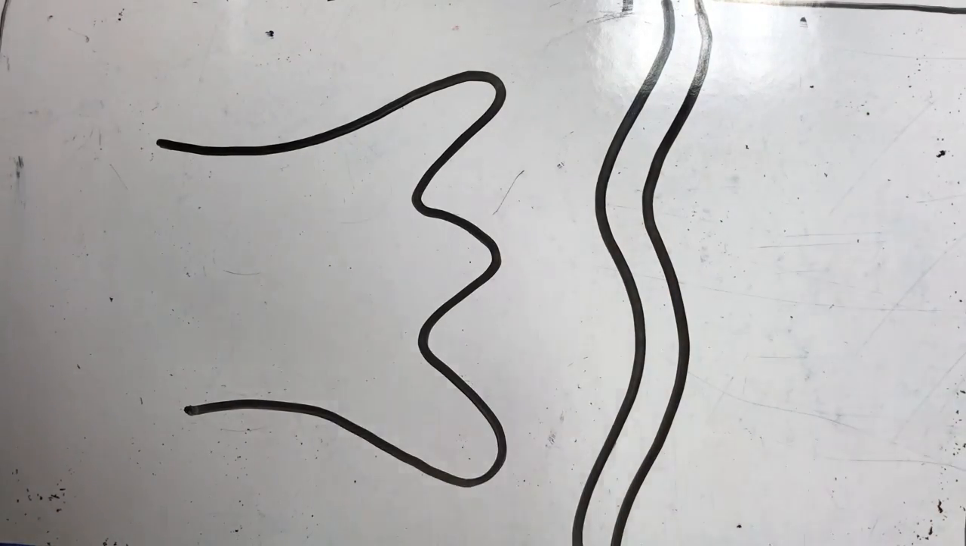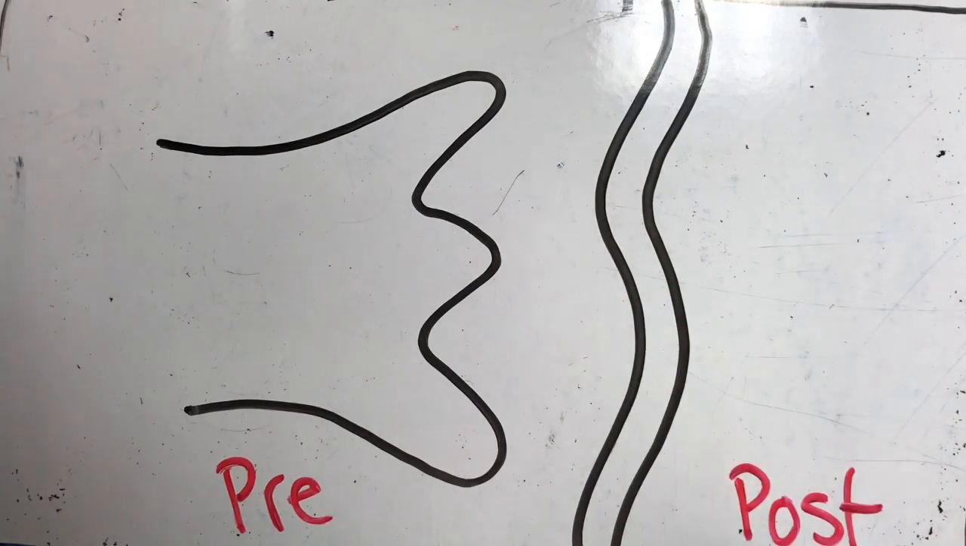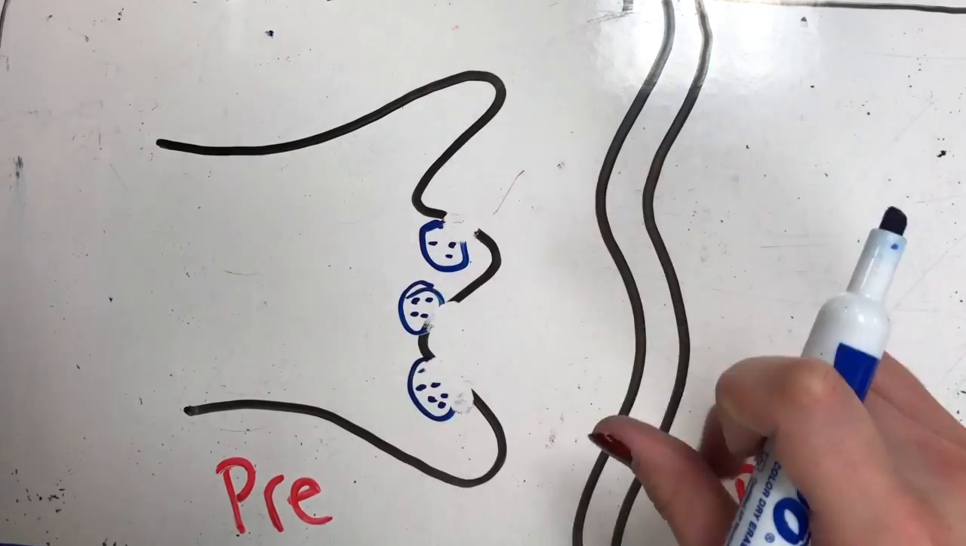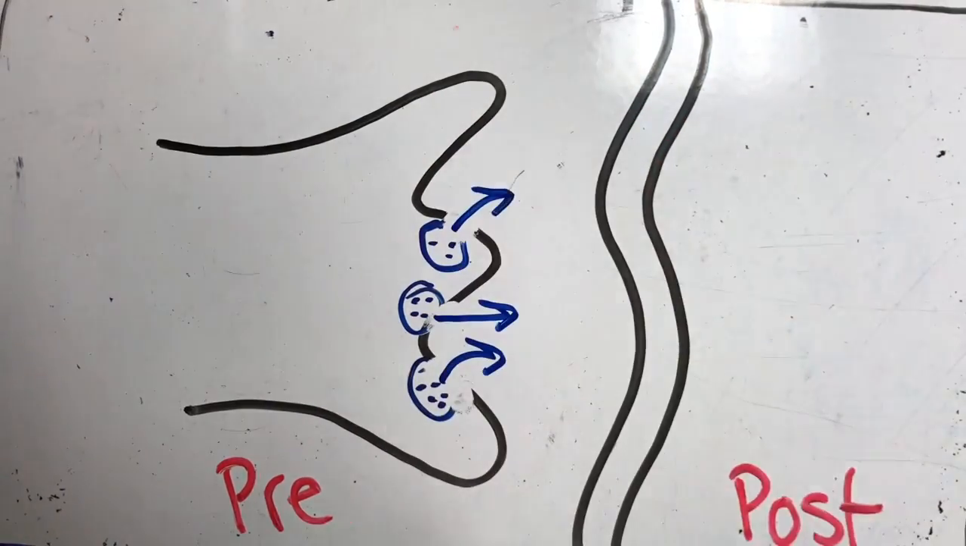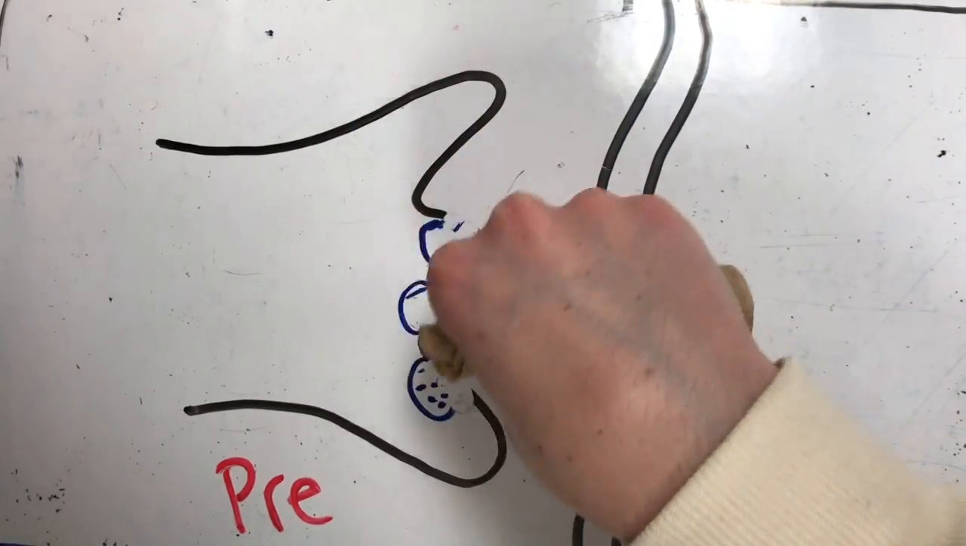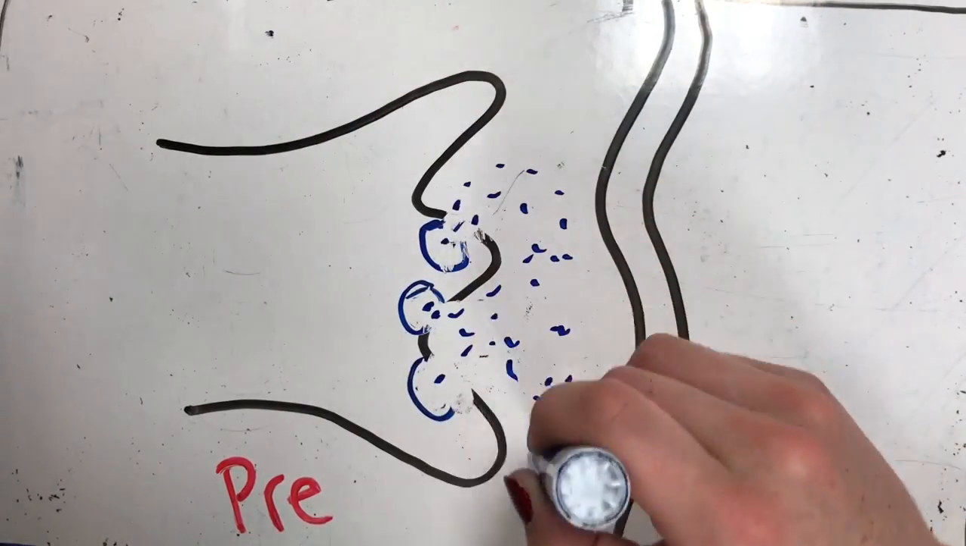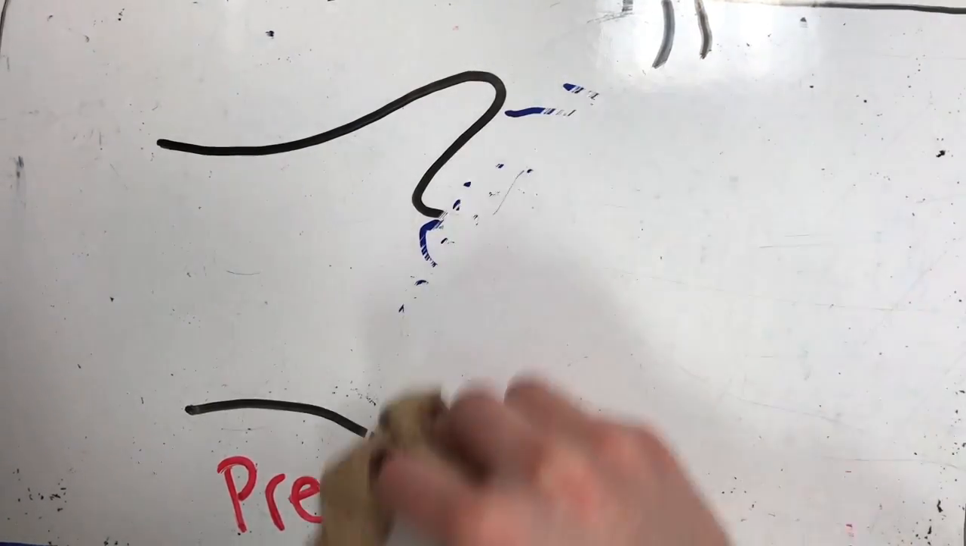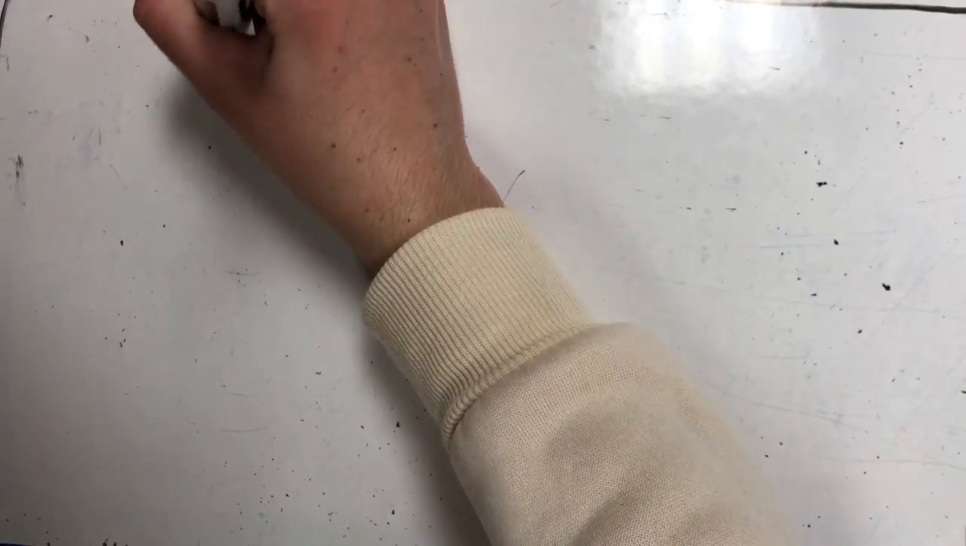During this process called depolarization, the vesicles will fuse to the membrane. This fusion causes the vesicles to break open and allows the neurotransmitters to be released into the synaptic cleft. The neurotransmitters will cross over the cleft and enter into the dendrites of the postsynaptic cell.